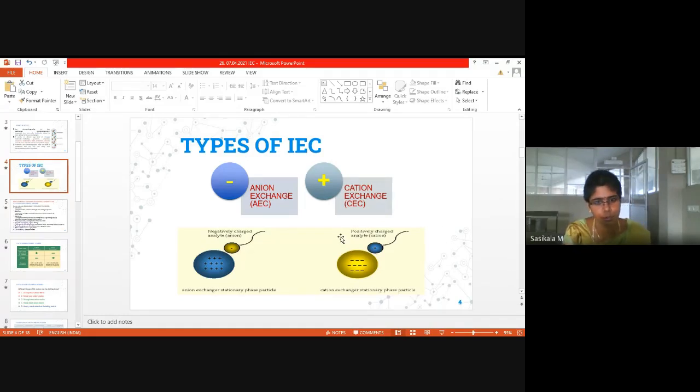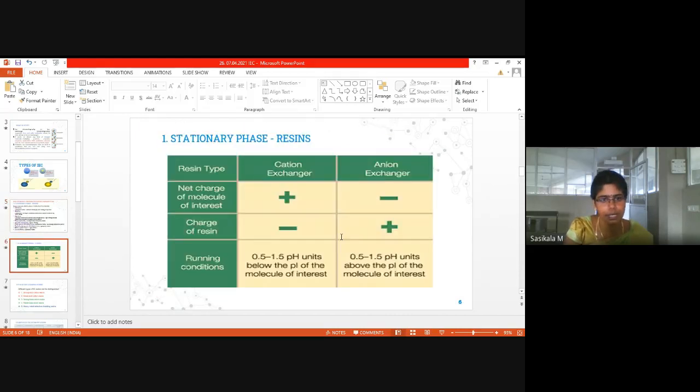Understood the difference, no? For stationary phase and mobile phase and sample. This part you should be clear for writing the mechanism of ion exchange chromatography. And the charge of resin. Resin here represents stationary phase. So it is oppositely charged from the molecule charge. And here for anion exchanger, it is positively charged. It is opposite charge of your sample. And running condition is based on PI value.